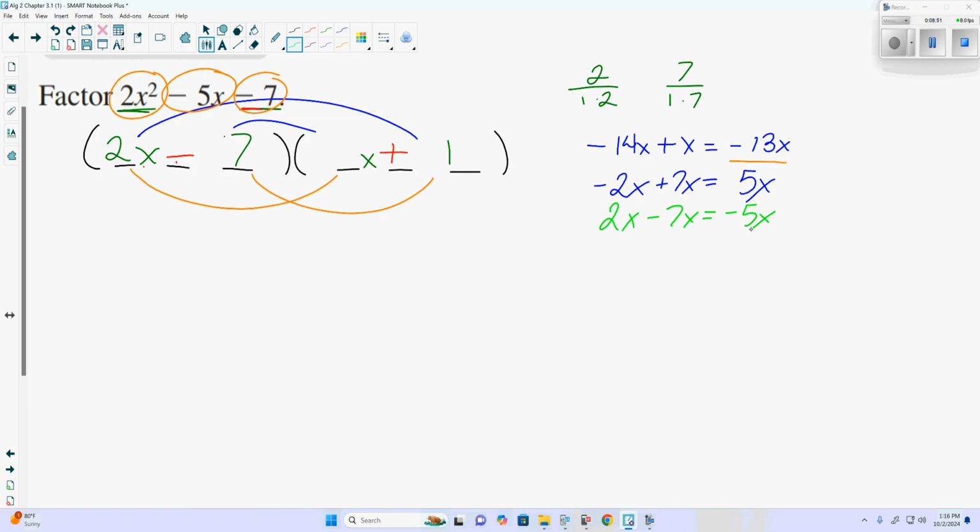Does that make sense? Now, if it was, say, 2x and 2x, switching the third term, the 1 and 7, would have gotten us the answer. But sometimes it's easier to just switch the signs than try to do all the ifs and thens. If you get the correct number but wrong sign, just flip the signs and you'll get the correct answer. So 2x minus 7 times x plus 1 is our final answer.